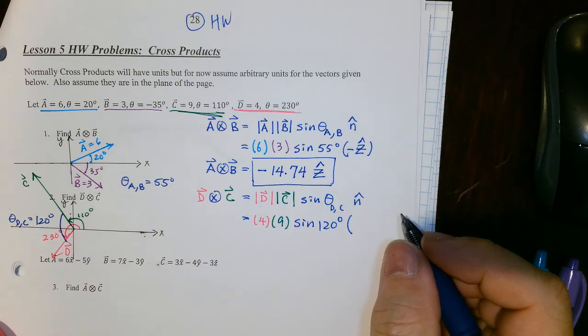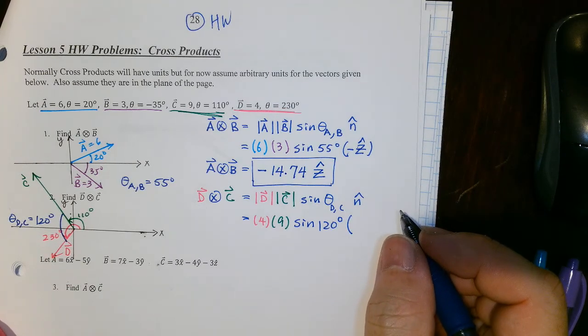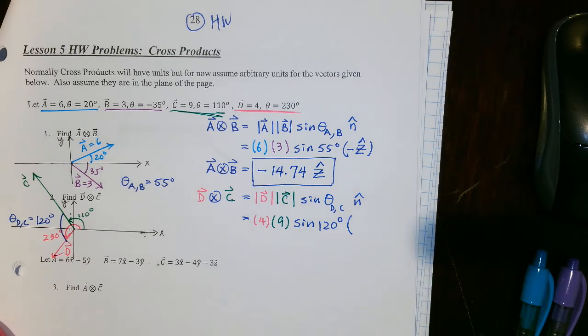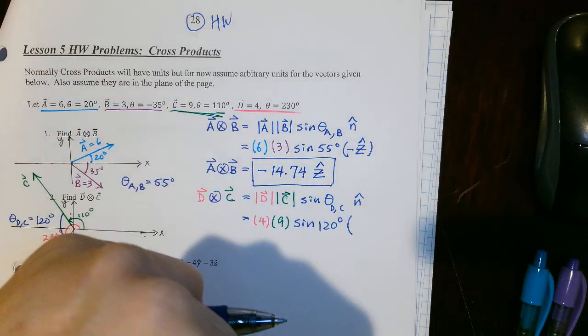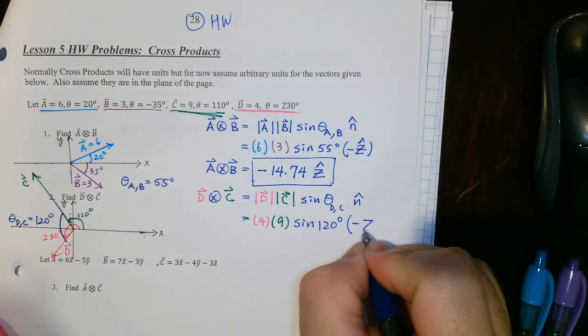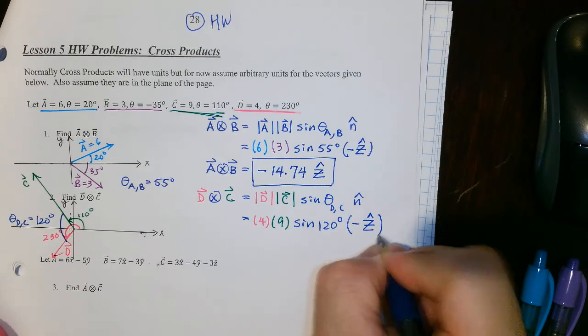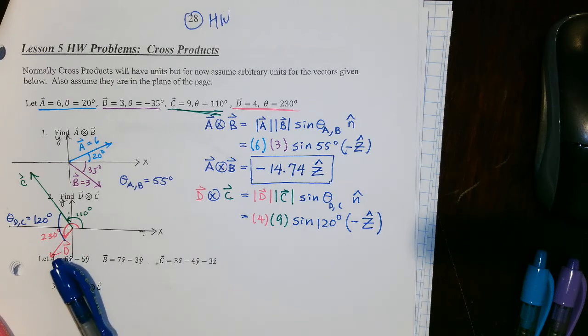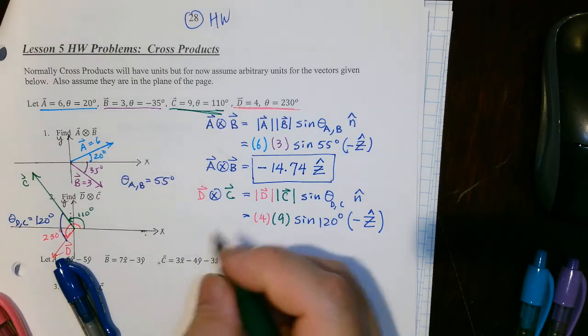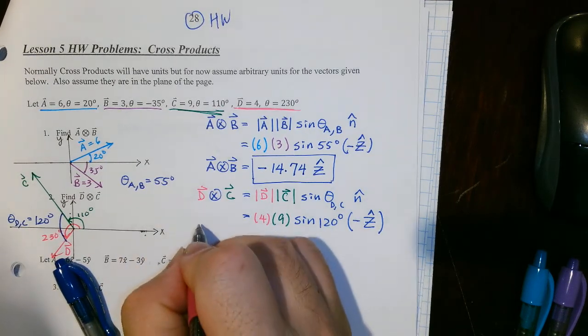Now what about the n hat? Which direction is that? D cross C. Positive? Negative z hat. Right? D cross C will be negative z hat. Make sure you use your right hand. I see a lot of students using their left hand if they're right-handed because they're writing with their right hand and using their left hand.